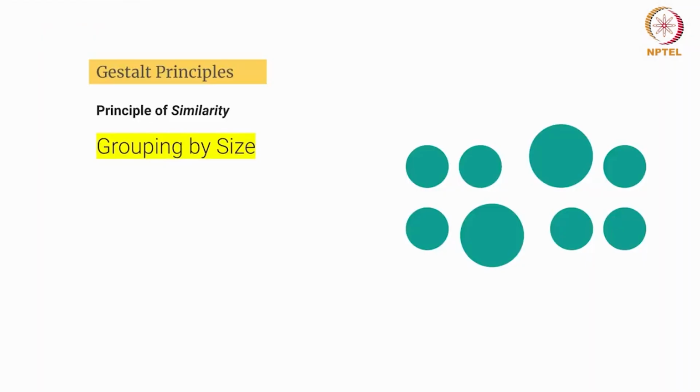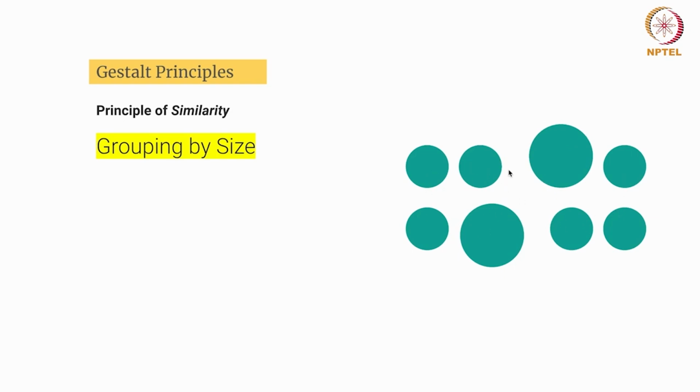The next portion is grouping by size. In the previous segment, we learned about grouping by color. Here we will see how the principle of similarity can be attained by using size as an element. In this picture, you can see there are 8 circles. Out of them, 2 circles are bigger in size, and the rest of the circles are smaller.